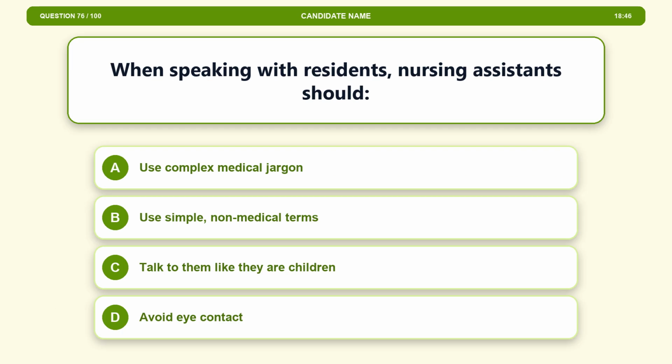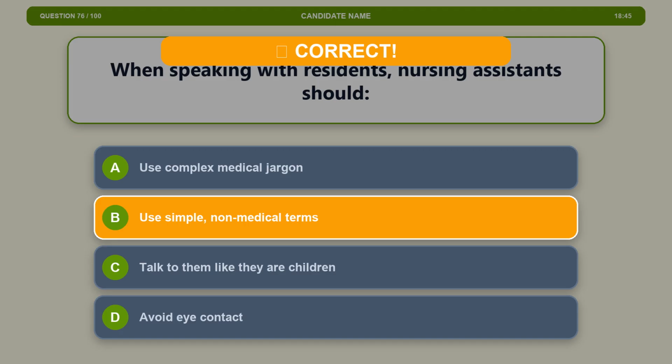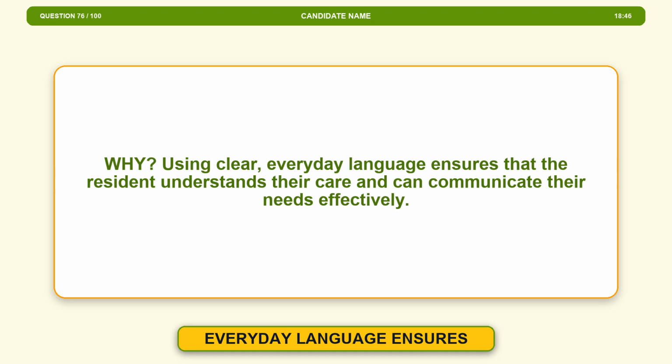Question 76. When speaking with residents, nursing assistants should Option A, use complex medical jargon. Option B, use simple, non-medical terms. Option C, talk to them like they are children. Option D, avoid eye contact. The correct answer is Option B, use simple, non-medical terms. Using clear, everyday language ensures that the resident understands their care and can communicate their needs effectively.